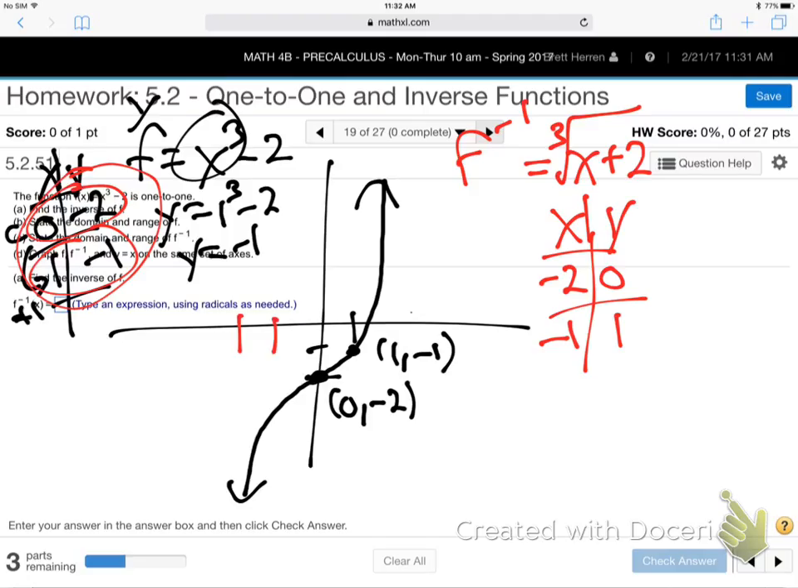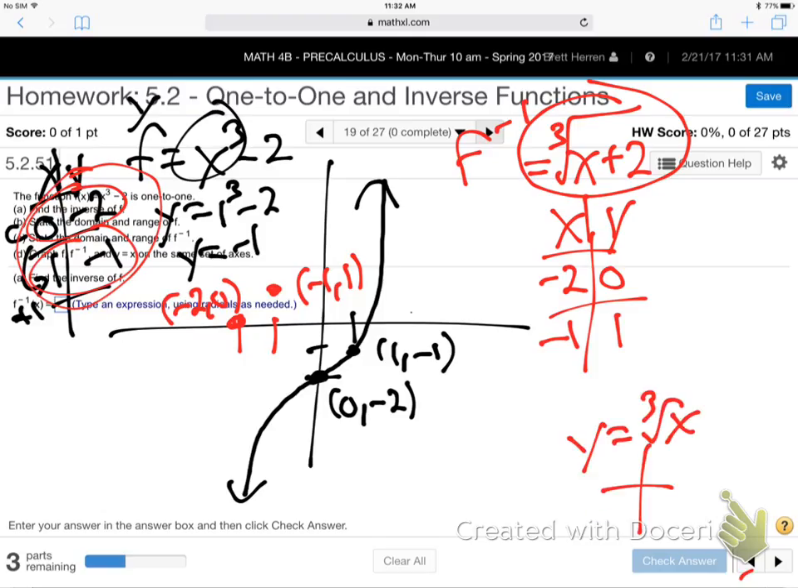So back 2, up 0, there's that dot. And then back 1, up 1, there's that dot. Good. There's the 2 dots for the inverse function. And then the inverse function is a cube root. What general shape am I going to pass through those 2 dots? Remember what cube root ones look like? Cube root of x is the sideways snake.